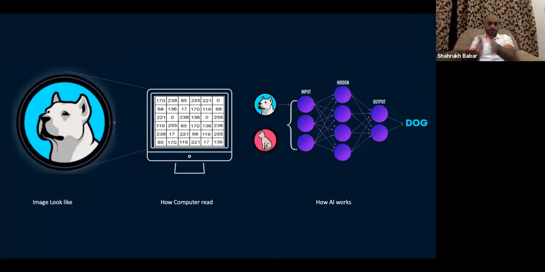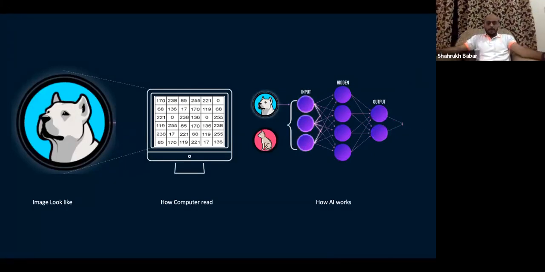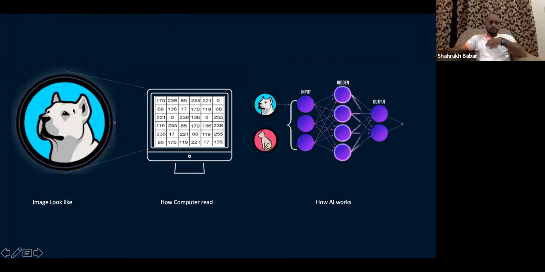This is a very simple slide. I'm trying to demonstrate how artificial intelligence works, particularly for those who are not very pro in AI. For example, if we look at this dog, visually it looks like a dog to us, but the computer reads it in the form of pixels, in the form of numbers.